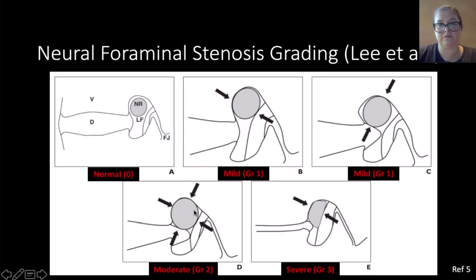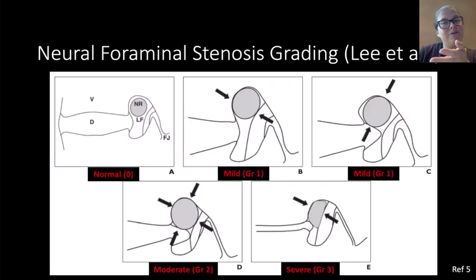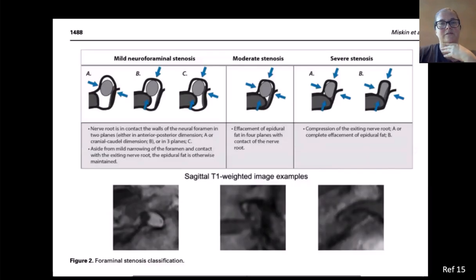The morphology is preserved. For severe, you've got essentially obliteration of the fat surrounding the nerve. You've got deformation of the nerve. So this is Lee's grading scheme, which I do. This is what I use. Again, I don't include in my report that it's from Lee, but this is probably what most RADs use. Miskin and Mendel have their neuroforaminal stenosis grading scheme as well, which I quite like.